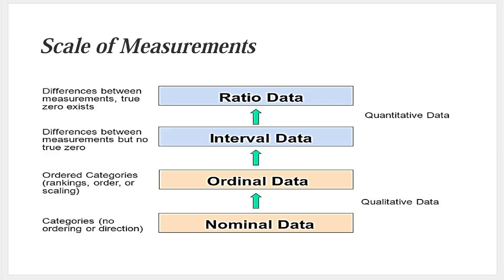This hierarchy shows that each higher level includes the properties of the levels below it. For example, ratio data has all the features of interval, ordinal, and nominal data, while nominal has only basic classification. Understanding this order is important because it helps researchers choose the appropriate statistical methods. The higher the level, like ratio, the more powerful and flexible the analysis, whereas lower levels, like nominal, are more limited.